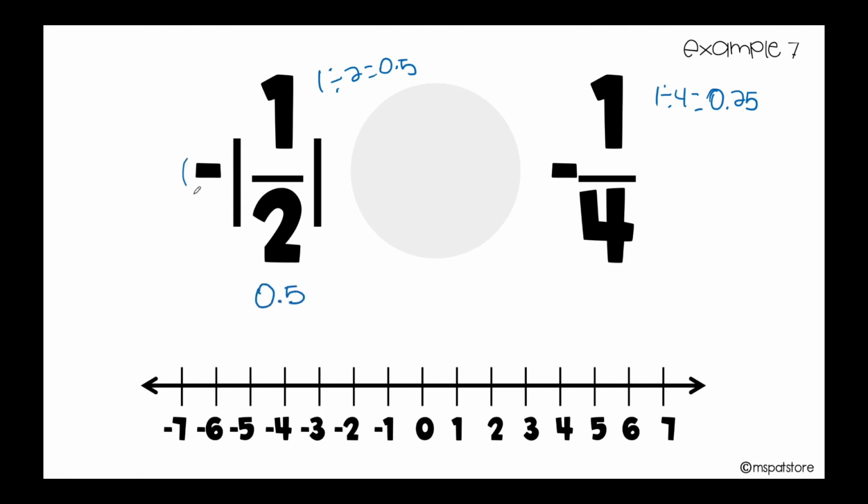But as this sign is outside the bars, I need to bring it down. So it will be negative 0.5, the opposite of the absolute value of 1/2. In this case, I don't have any bars, so I cannot move this sign. I need to keep this sign, okay? So it will be negative 0.25 because I divided 1 by 4 and I got 0.25.